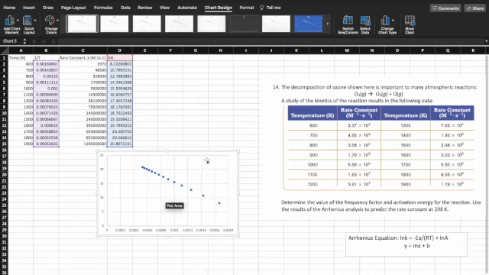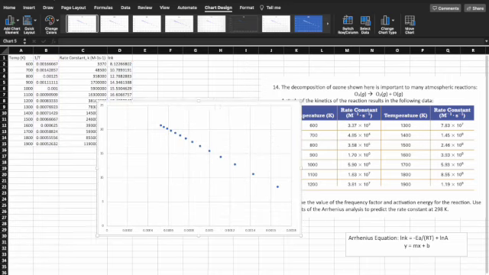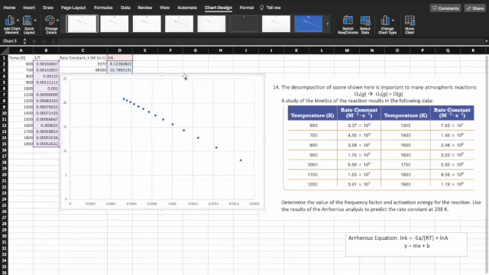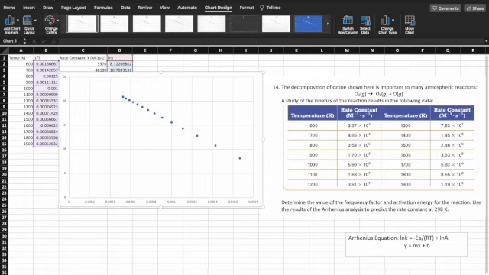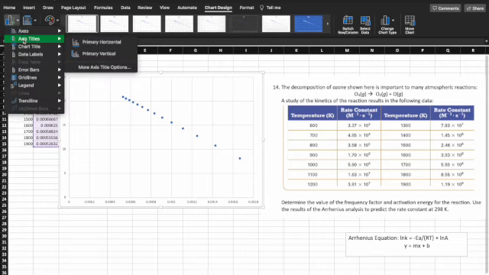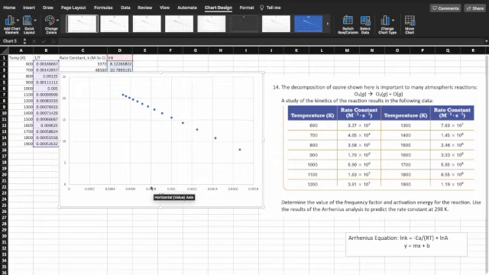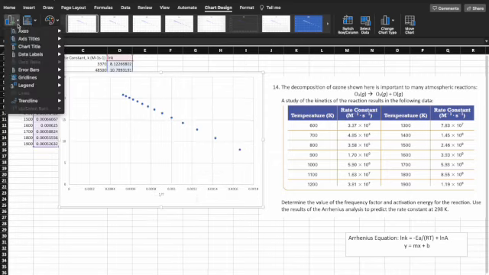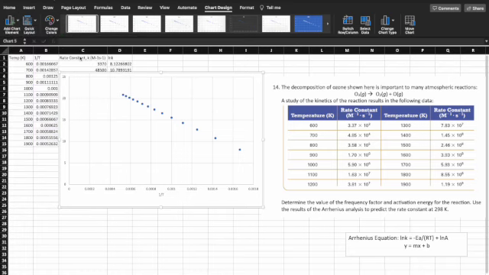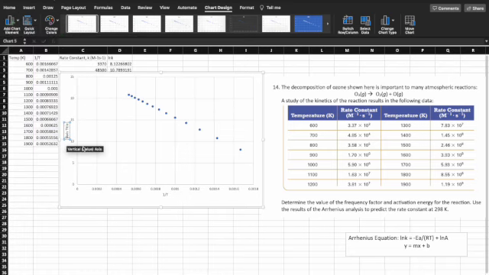Just to make this a little easier for us all to understand as I'm speaking, I'm going to go ahead and label the axes. I'm going to go to add chart element, then axis titles. I'm going to choose primary horizontal, and call that 1 over T, and delete the rest. Then I'm going to go back to chart element, go to primary vertical, and out here I'm going to put ln of k.